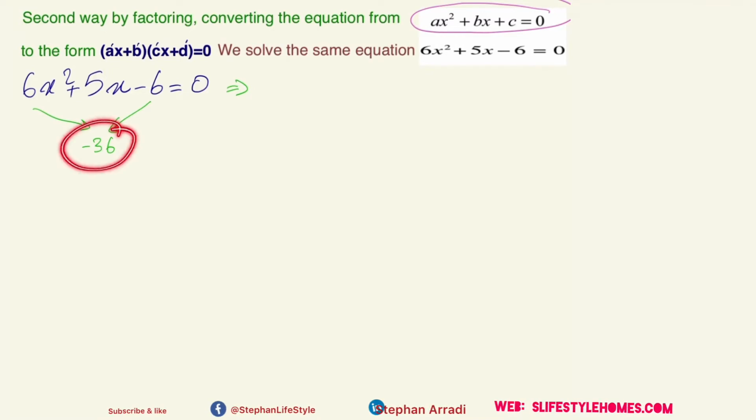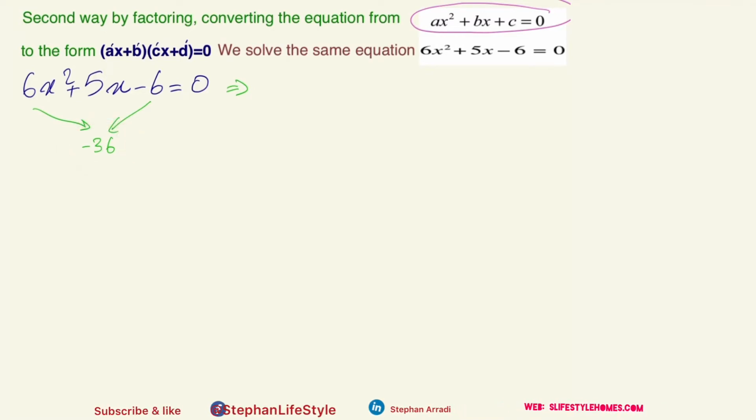Give us 36, and when we add them to each other, give us 5. So let's try the numbers, which one works for us. Since 5 is positive, the big number is positive and the small number is negative. So we have 36 multiplied by negative 1 is equal to negative 36.